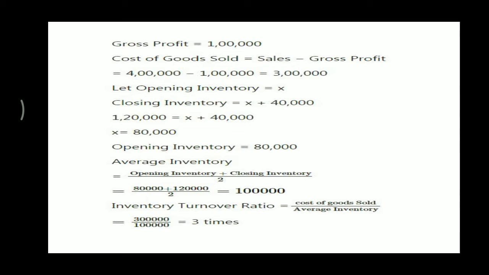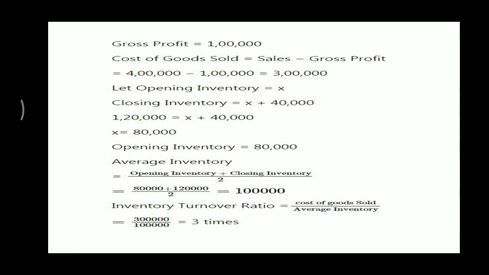Now in the question, the value of closing inventory is already given as 1,20,000. So we will replace the value of closing inventory by writing 1,20,000. So we will be getting the value of opening inventory as 80,000. Now we have the value of both the opening inventory and closing inventory. So with the help of this, we will be able to calculate average inventory. So 80,000 plus 1,20,000 divided by 2. So average inventory will be coming as 2 lakhs divided by 2. So the value of average inventory is 1 lakh.